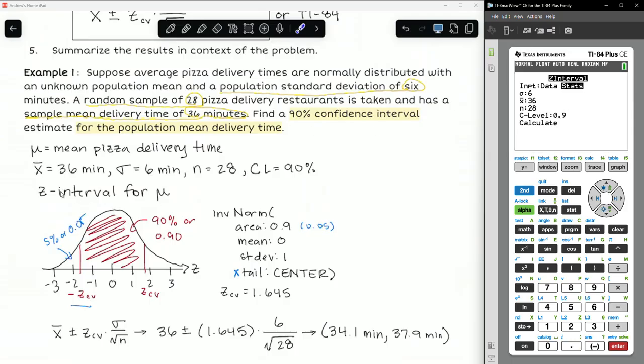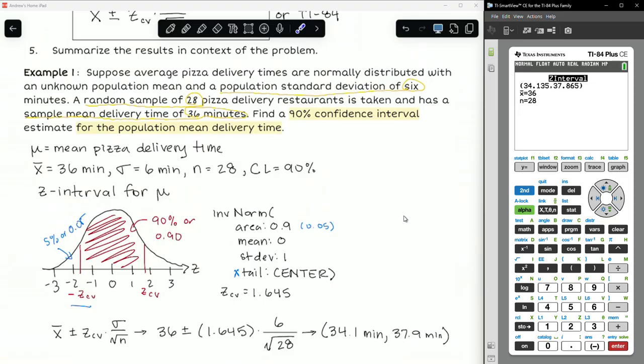So it asks for those 4 things we had summarized here, and it spits out approximately what we got by hand, 34.1, 37.9 rounded. So z interval does exactly what this calculation does, just with less rounding error.